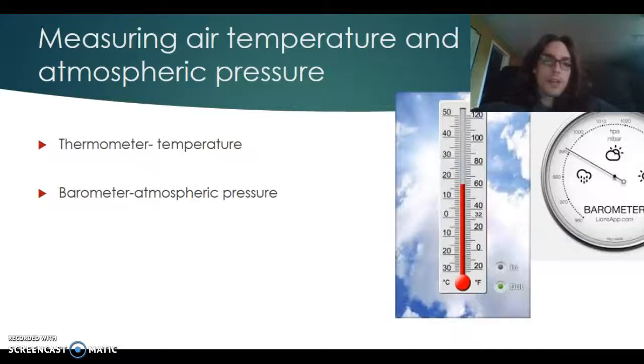And then how to measure air temperature and atmospheric pressure. So a thermometer, I hope you guys all know this. A thermometer is how you measure temperature. I'm not going to get too much into it. It doesn't really matter for this unit. And then a barometer is how you measure atmospheric pressure. So this little bar here is just going up based on how much pressure it's recording from the atmosphere.